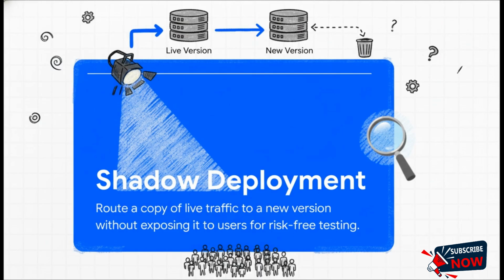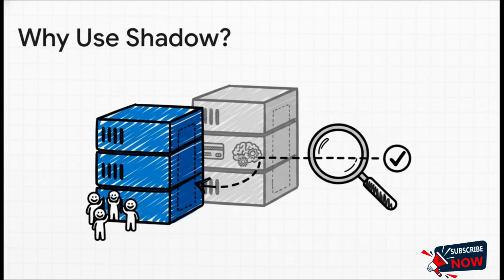And finally, we have what might be the cleverest and most complex strategy of all, shadow deployment. The best analogy is a movie stunt double. The new version of your code is running in the background, getting an exact copy of the live user traffic. It does all the same work, but its results are never, ever shown to the user. This is the ultimate in safe testing.